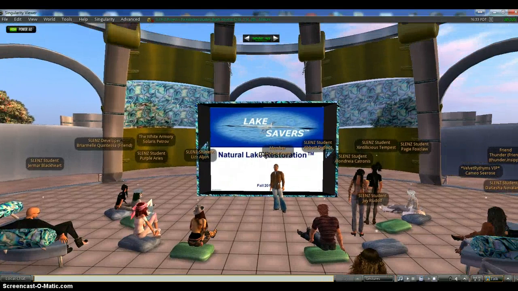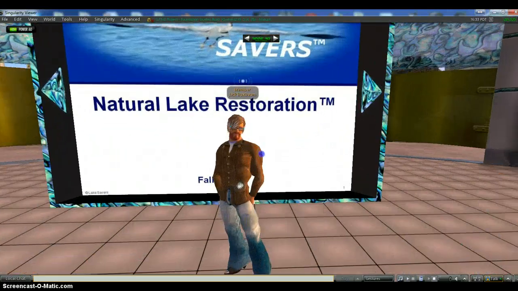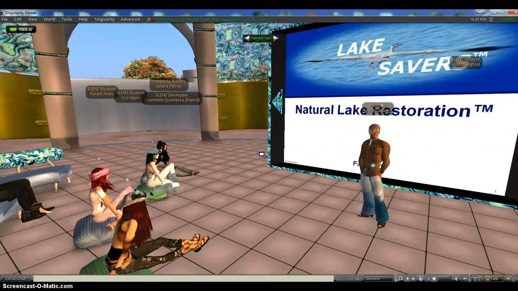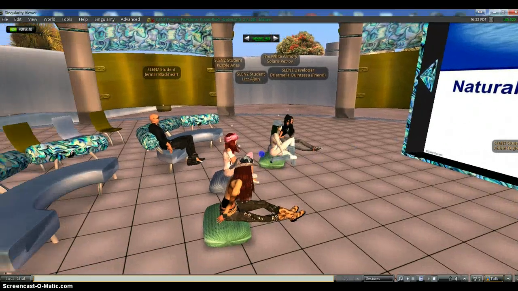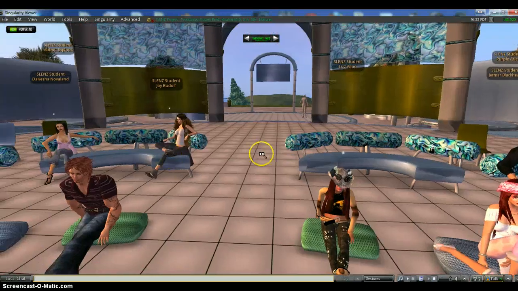Go ahead. What do you add to the water? Well, what we added to the water was bacteria and enzymes. What kind of bacteria do you think would be important for us to add to the water? Not sure. Okay.